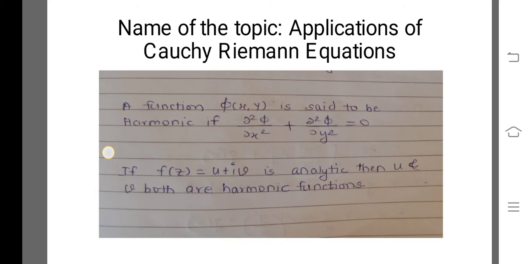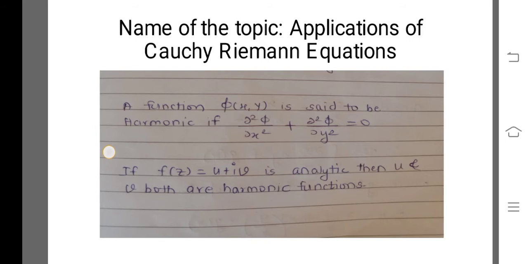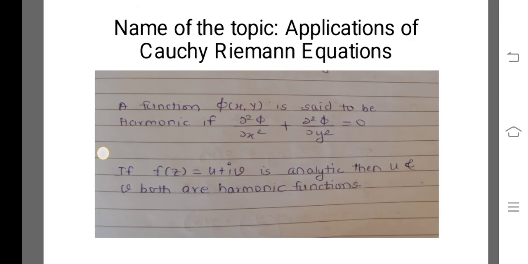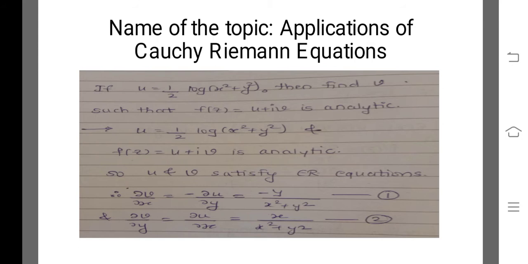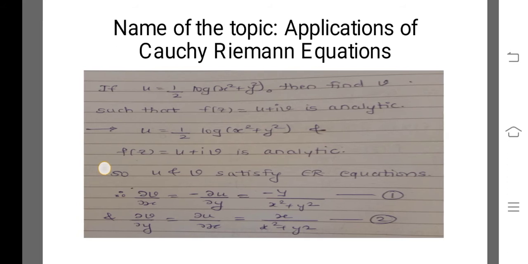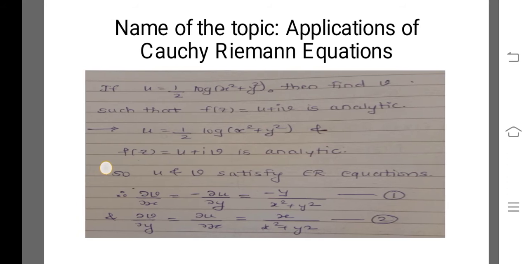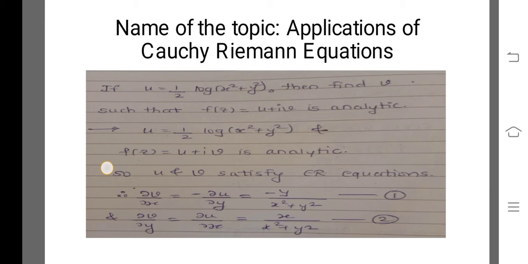Also, if f(z) equal to u plus iv is analytic, then u is called the harmonic conjugate of v and v is the harmonic conjugate of u. Let's have a look at one example where we find the harmonic conjugate of u. The question is: if u equal to 1 by 2 log of x square plus y square, then find v such that f(z) equal to u plus iv is analytic.